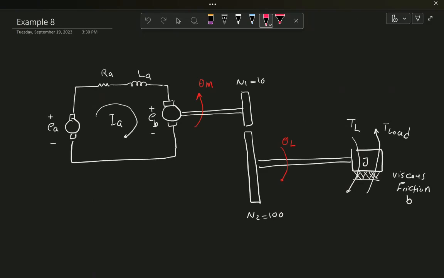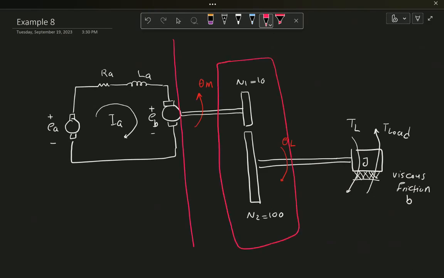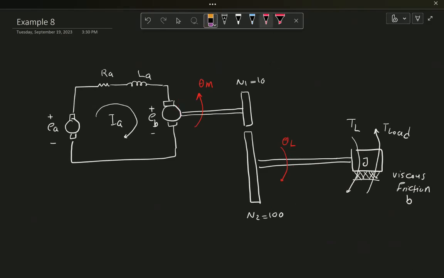Again, you can consider two domains of energy, mechanical on the right-hand side and electrical on the left-hand side. You need to figure out what you want to do with the gearbox. Note that the gearbox is a transformer. It's not a gyrator. So in this problem, you have a gyrator and a transformer. Good luck and have fun.